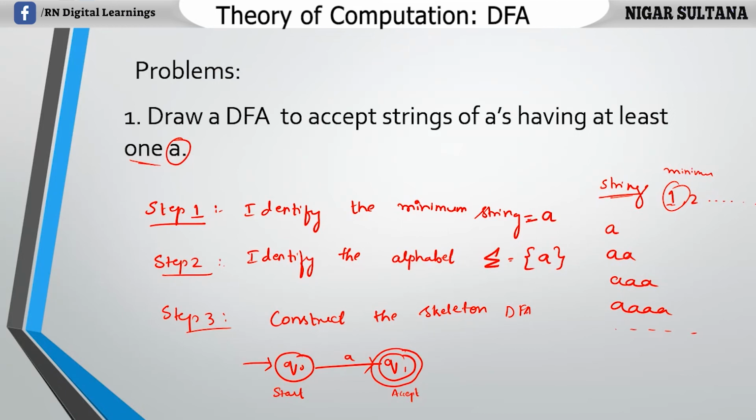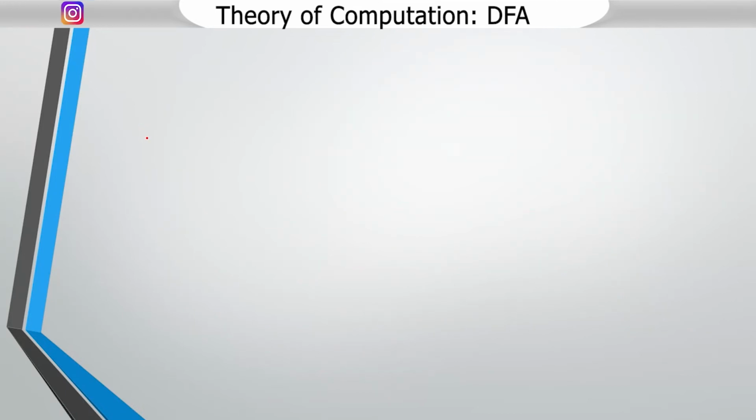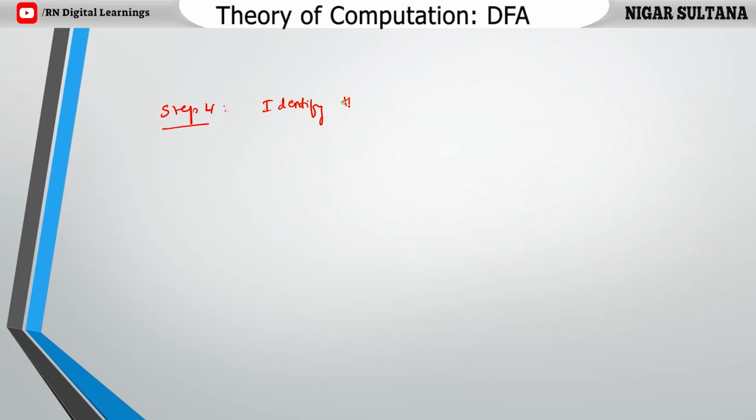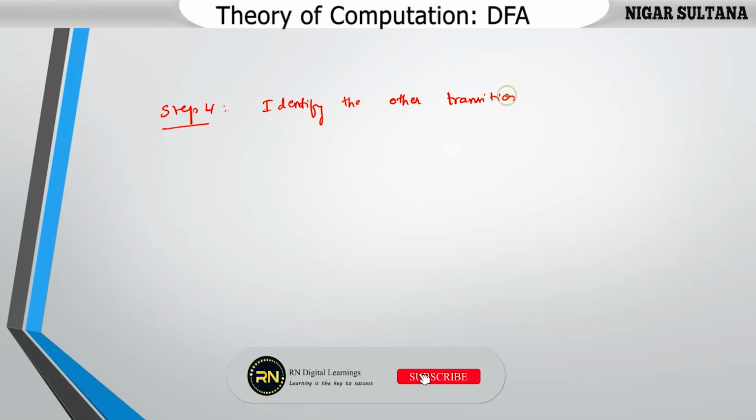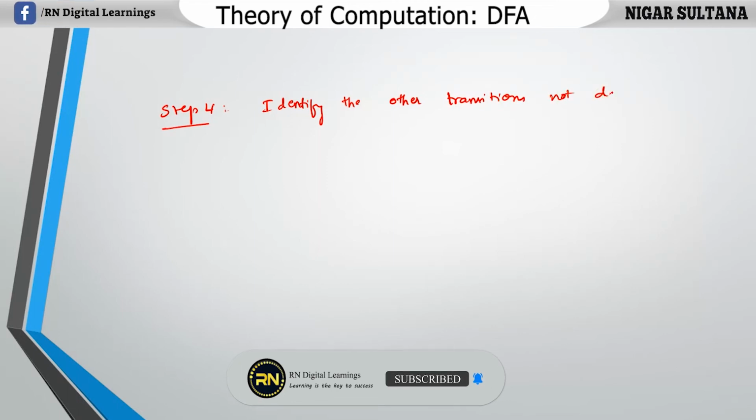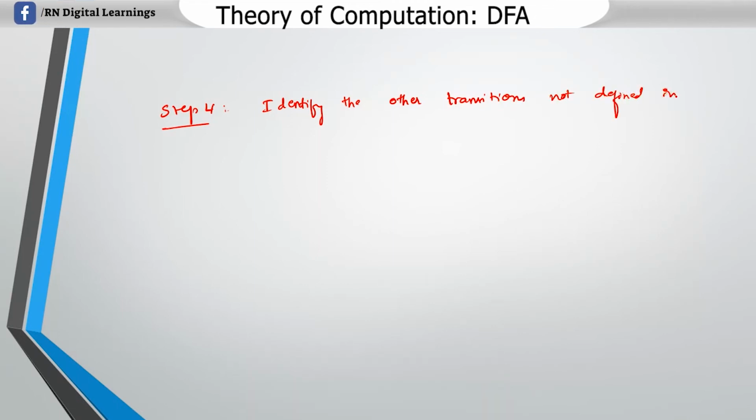Now what is the fourth step? Fourth step is identify the transitions not defined in step 3. Step 4 is identify the other transitions which are not defined in step 3. Now we don't have A input from Q1, right? Delta of Q1. So this is missing.